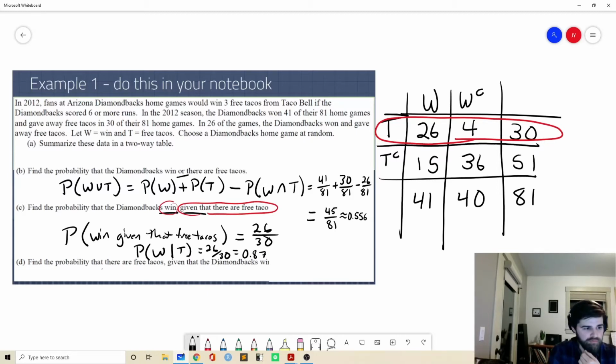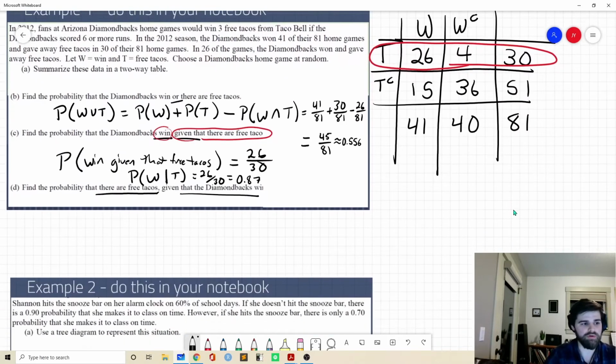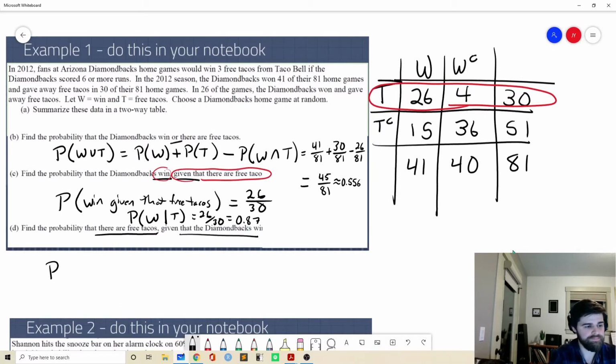Find the probability that there are free tacos given that the Diamondbacks won the game. So flipping it around now, we're looking for the probability of tacos given a win. This time we know they won the game. Maybe we are in the bathroom and we missed the whole game because we had some bathroom problems. But we do hear everyone cheering really loud at the end of the game, so we know the Diamondbacks won, but we don't know how many runs they scored, so we don't know if we got those free tacos or not. Which, given our bathroom situation, maybe it's good that we don't get those tacos.